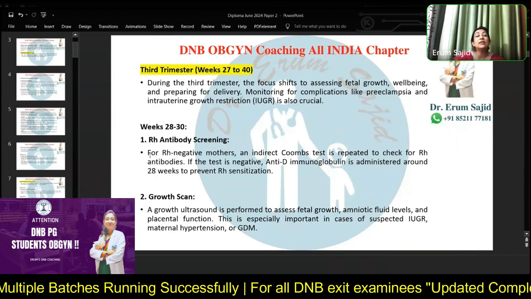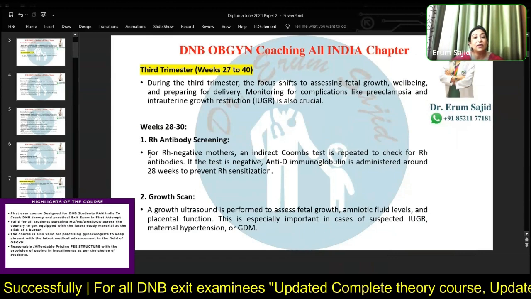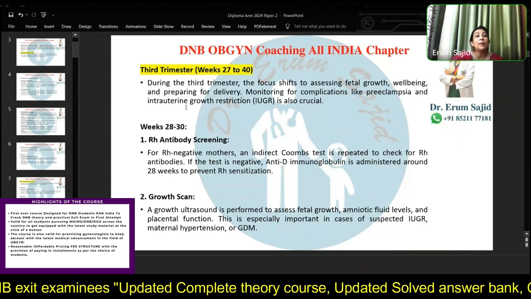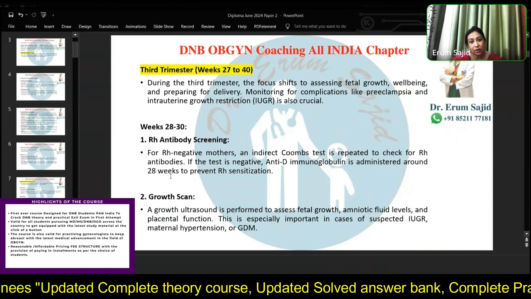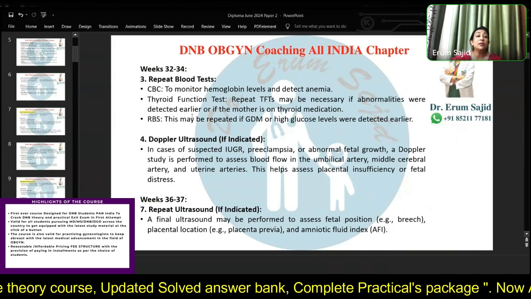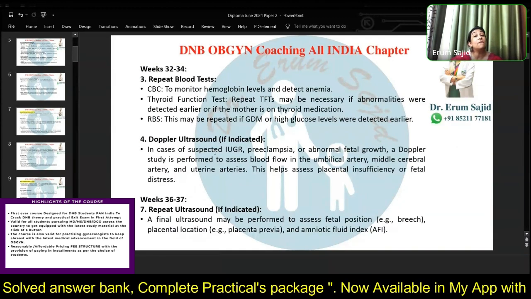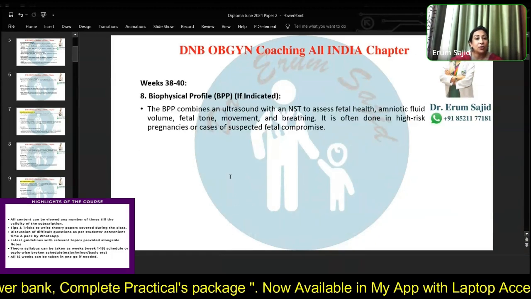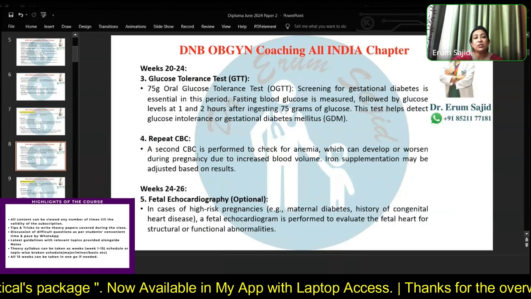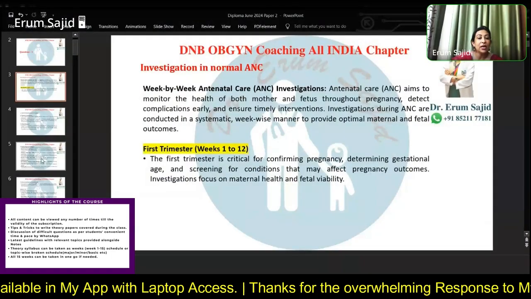Then third trimester, what do you go for? If the patient is A negative or B negative, then you'll have to go for anti-D at this point in time if the ICT is negative. Then growth scans going on, and we are very, very particular with the growth scans now in the third trimester. Certain blood tests are repeated, like urine routine; Doppler ultrasound if indicated, and a repeat ultrasound at 36 weeks if indicated, biophysical profile. So these are a couple of tests. They said investigation in normal ANC, which we've already spoken about.